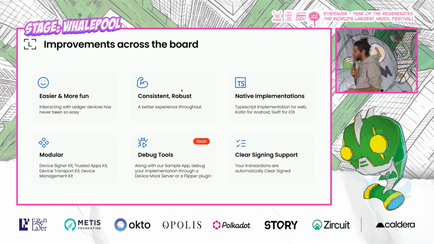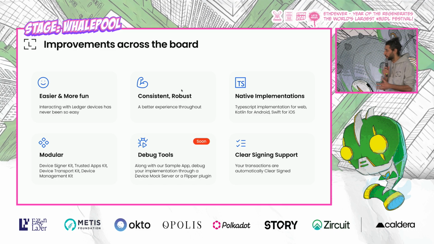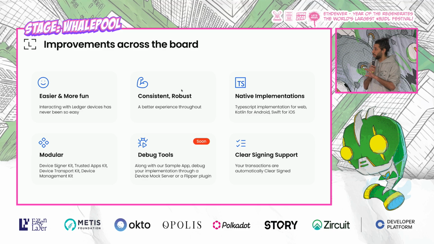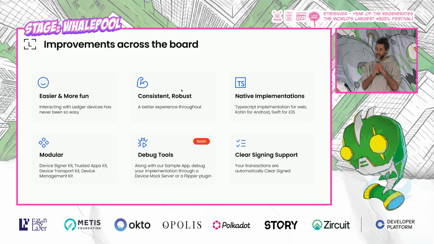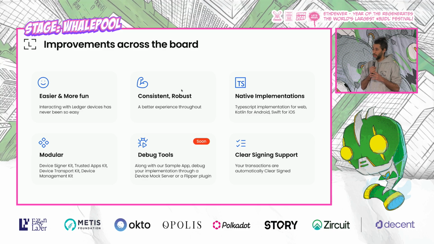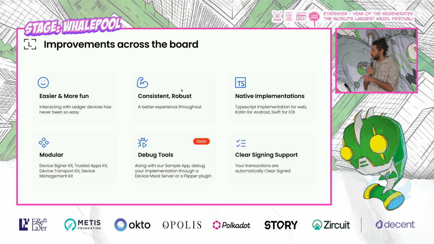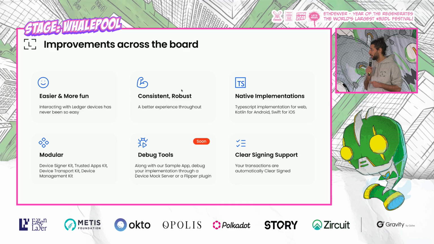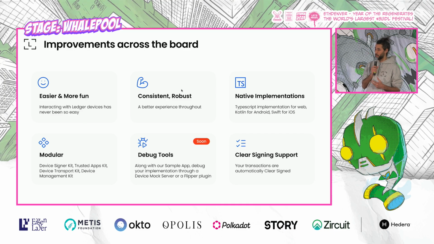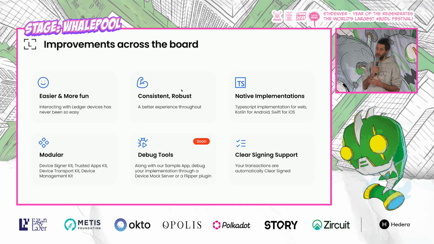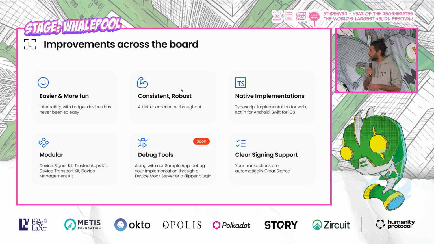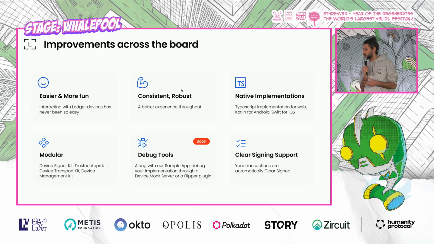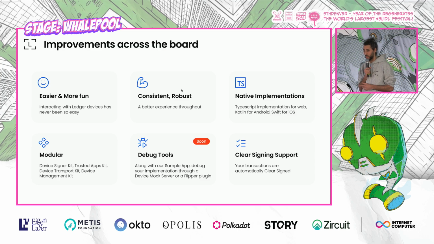We talked about how Ledger.js fell short on several things. We made sure those were solved with the Device Management Kit. Number one, and you'll see it later in this presentation, it's much easier to communicate with and manage your devices. It's consistent and robust, and we'll see examples right after. The big news as well is that it's not just a JavaScript library anymore. We also have native implementations for iOS and Android. And it's also very modular, as we'll see in the architecture of the kit right after.